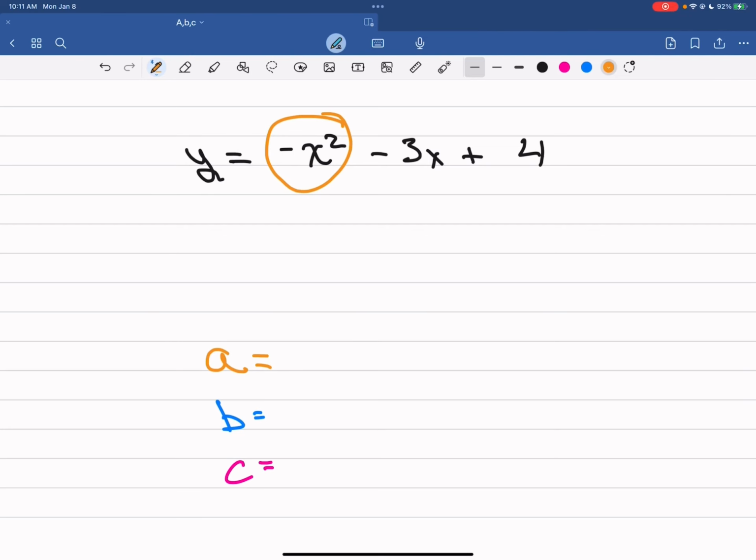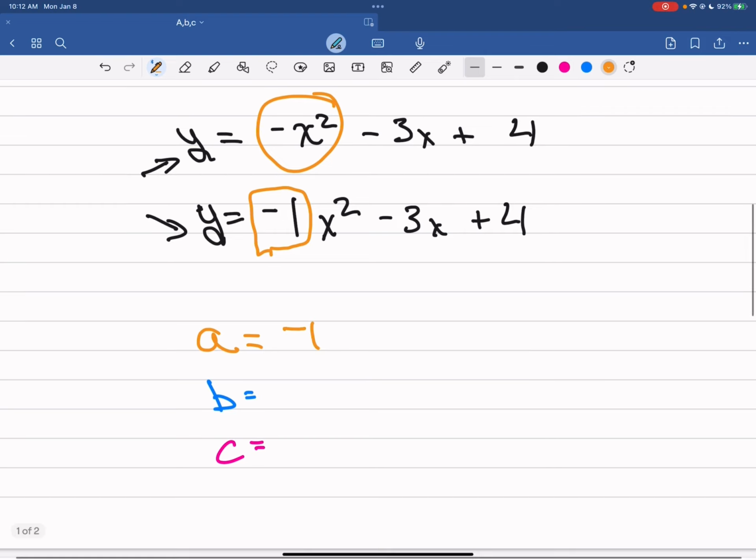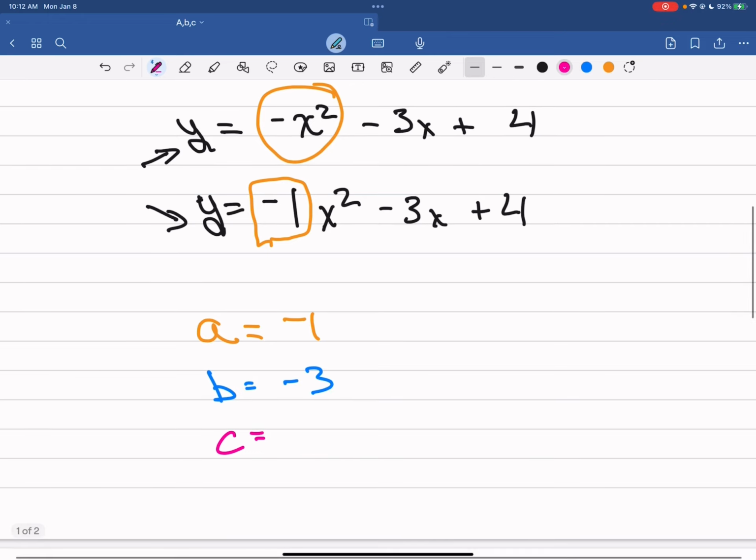Hopefully you remember from Algebra 1 that if there's no coefficient, what is actually there is a 1. So this equation is actually the same as -1 x squared minus 3x plus 4. Our a value is hiding, but it's there, and it's a -1. Our b value is -3, and then our c value is 4.